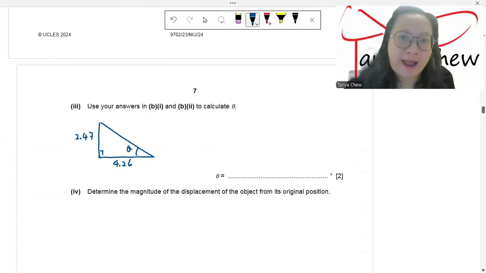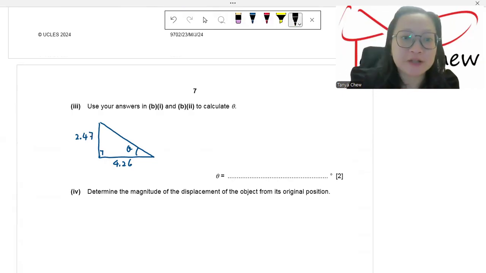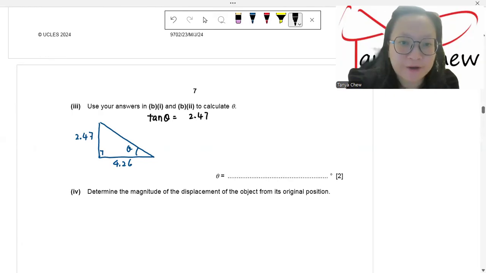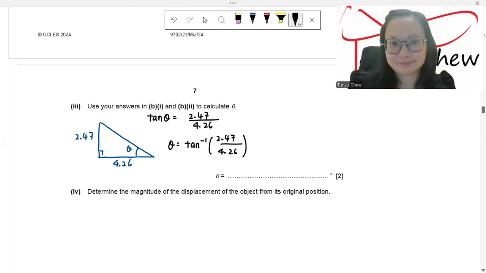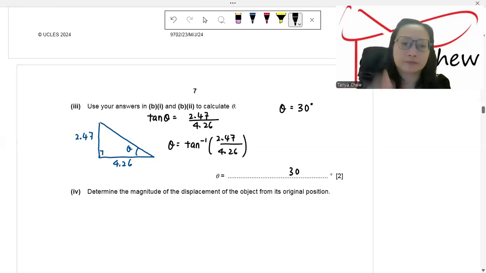Now, you are asked to find theta. Use a little bit of math here. I use tangent theta. Tangent theta is equal to opposite over adjacent, 2.47 divided by 4.26. Theta is equal to shift tangent of 2.47 divided by 4.26. And my theta is 30 degrees. 30 degrees is the answer.